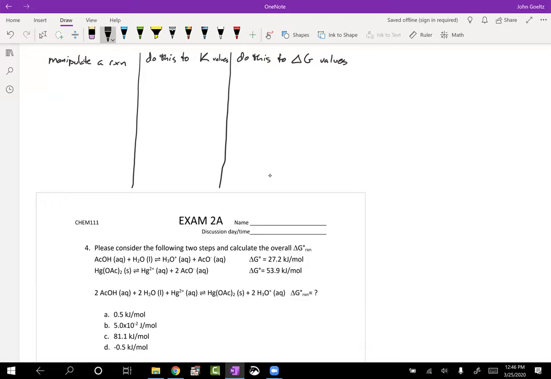So we're back to this. If I add two reactions, does anyone remember what I do to the equilibrium constants? This is digging back. If you add two reactions, you multiply the equilibrium constants. What do we do to delta G? This now is in pretty good analogy to Hess's law. So if we add two reactions, what do we do to the delta G values? We add them.